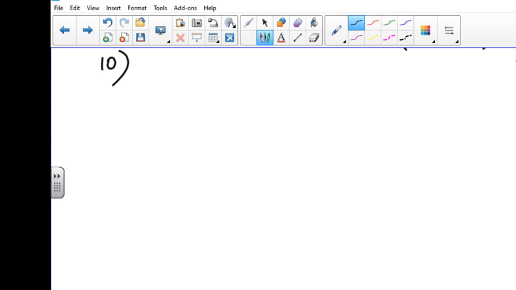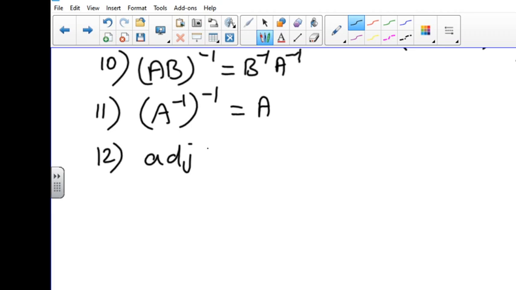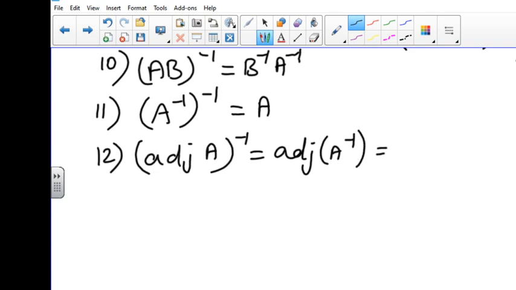10th one: if A and B are non-singular of order n, then AB is also non-singular. We can write (AB) the whole inverse is equal to B inverse A inverse, the reverse of the inverses. Next, 11th one, law of double inverse: (A inverse) the whole inverse is equal to A. 12th one, (Adj A) the whole inverse is equal to Adj (A inverse) is equal to 1 by determinant A into A.